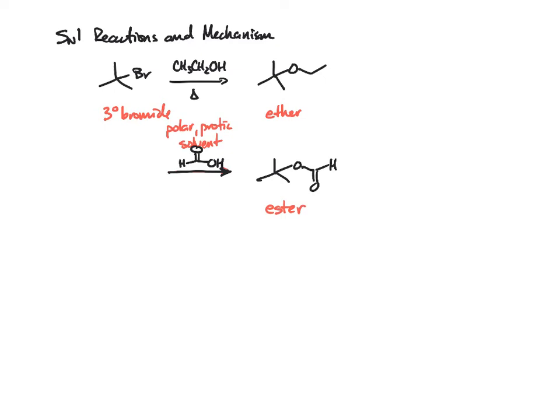So keep in mind the big picture for this module. It's substitution. You're substituting bromine for this entire group, so you're making a new functional group. The mechanisms you've learned to do substitution are free radical, SN2, and SN1.